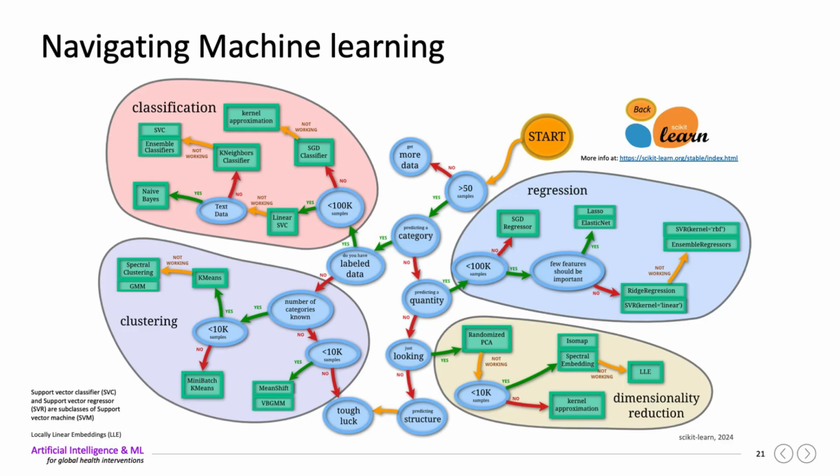If the supervised task is predicting a quantity, regression, then with fewer than 100,000 samples, you should ask whether only a few features matter. If so, try lasso or elasticnet, otherwise start with ridge regression or linear SVR. If those fail, move to SVR with RBF kernels or ensemble regressors. And if you have more than 100k samples, a scalable SGD regressor is appropriate.